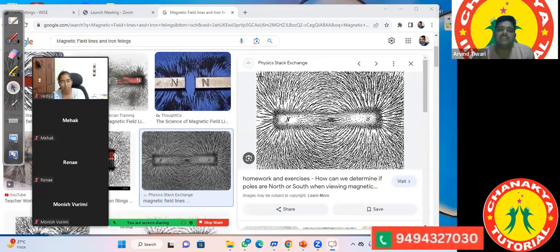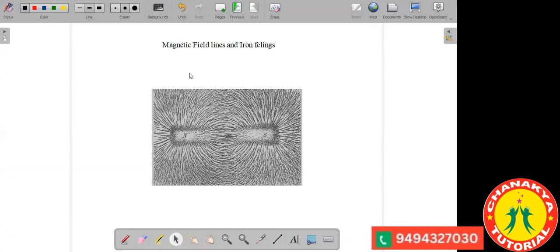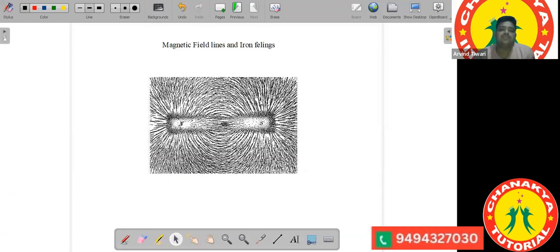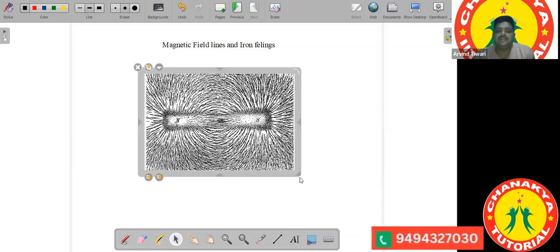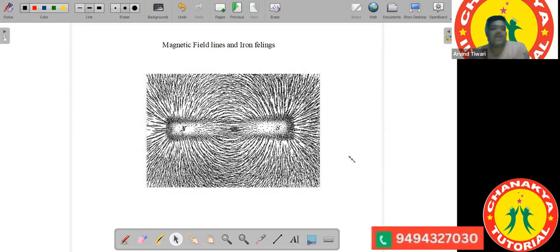Rene, have you done this experiment of the iron filings? Yes, sir. That's very good that all of you have done this experiment. So you might have observed all this in detail. As we find here, these seem to be some lines, and hence we use magnetic field lines. Also, if you want to define magnetic field lines, I can say that magnetic field lines are imaginary lines.